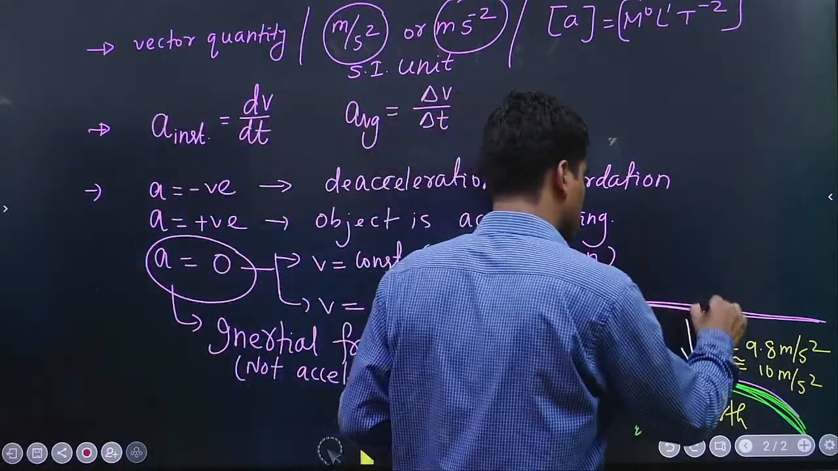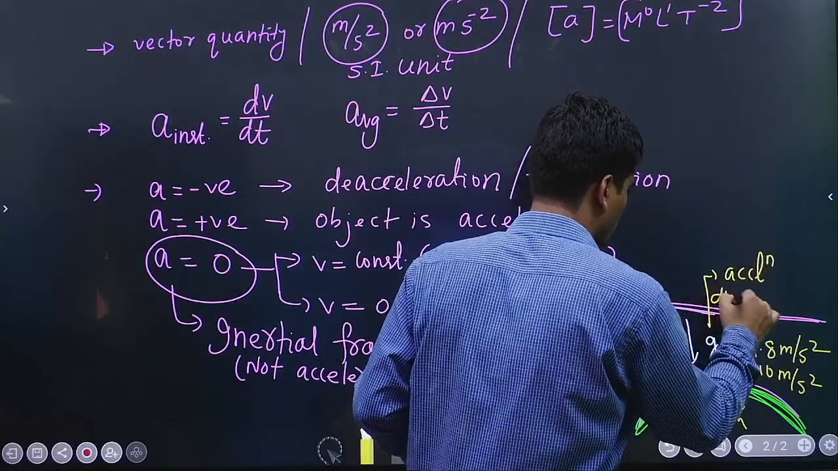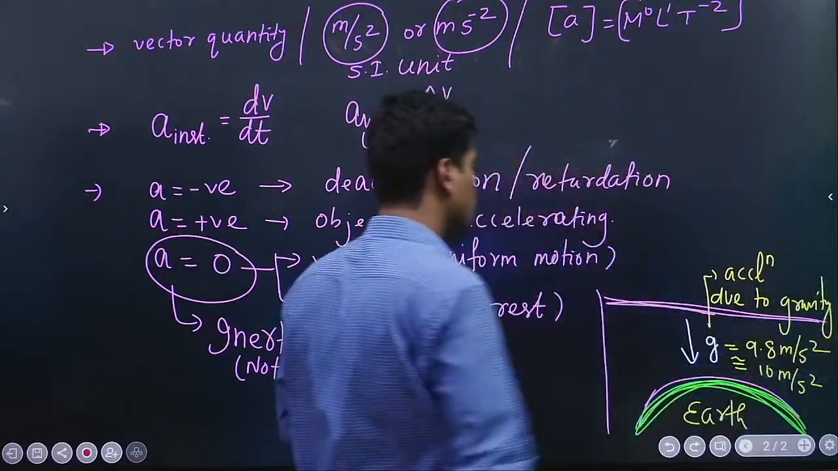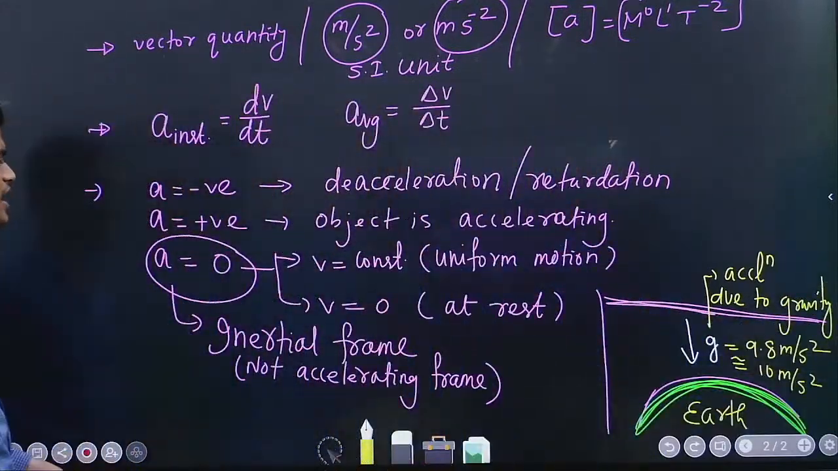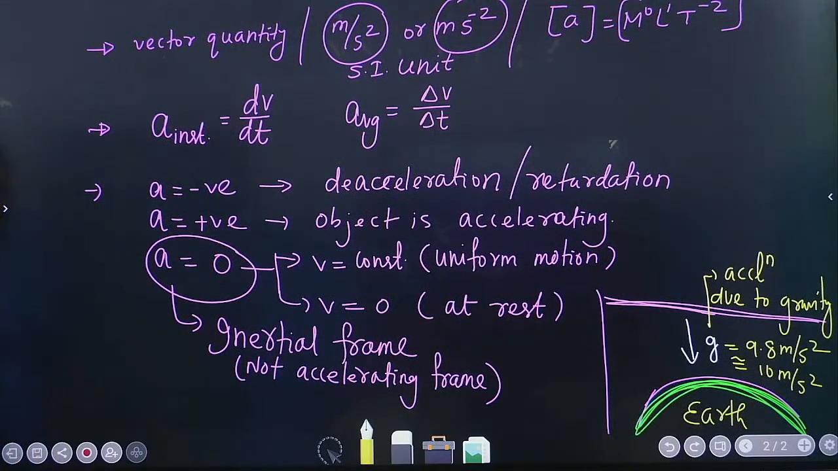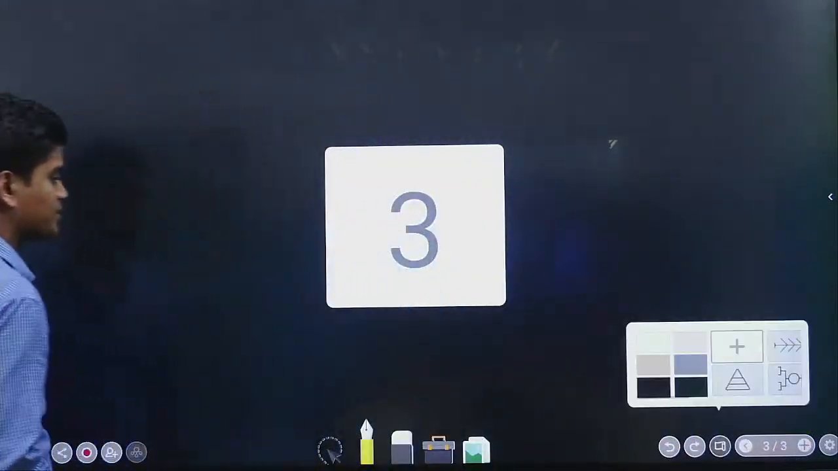And this type of acceleration is called what? This acceleration is called acceleration due to gravity. So g is called acceleration due to gravity. So this is the idea you must have about acceleration. Next, we'll check some kinematic equations and applications on that.